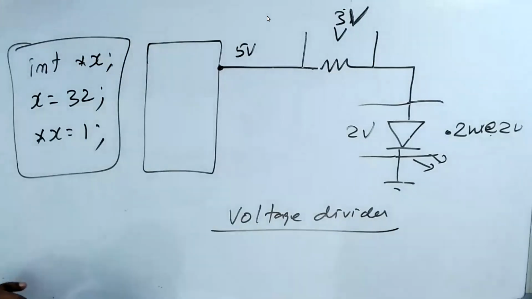This is a very important one. You have to remember only this. This is the most important for every embedded engineer. What is meant by voltage divider? Correct. 30 ohms is the resistor.